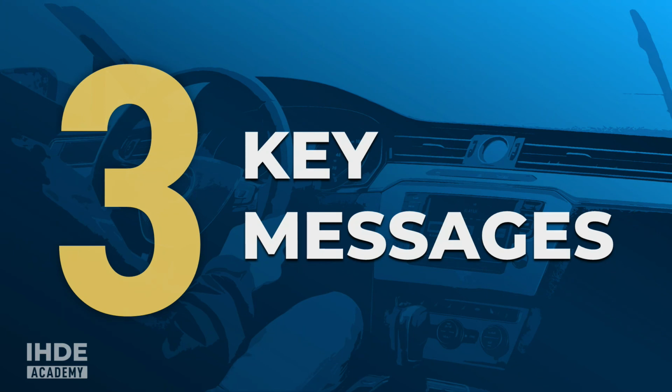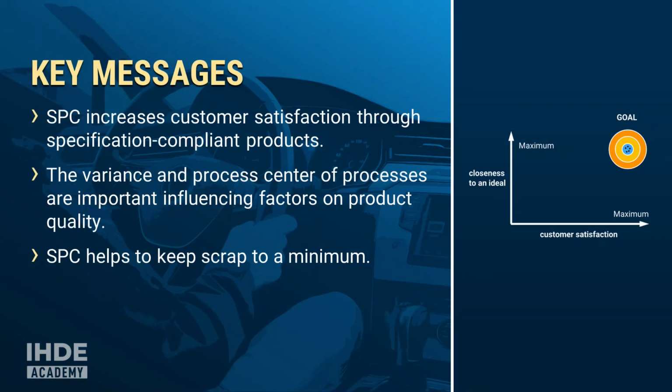Well, that was a lot of new information. Therefore, I would like to conclude by repeating the 3 most important key messages. The consistent application of the methods of statistical process control helps to produce high-quality products that hopefully satisfy the customers. The variance and the process location of processes are important influencing factors on product quality. And last but not least, SPC helps to keep scrap small.